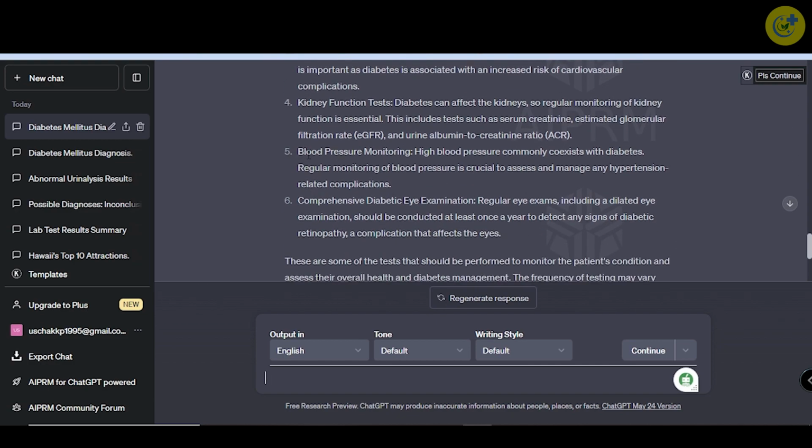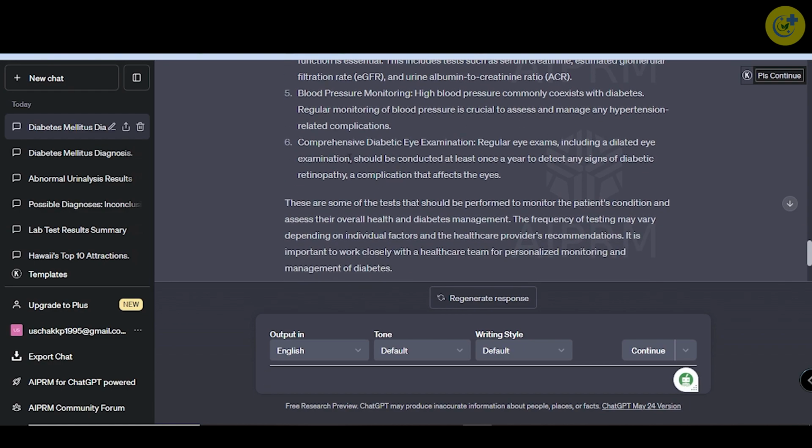Fifth test, blood pressure monitoring. High blood pressure commonly coexists with diabetes. Regular monitoring of blood pressure is crucial to assess and manage any hypertension related complication. Sixth test, comprehensive diabetic eye examination. Regular eye exams, including dilated eye examination, should be conducted at least once a year to detect any signs of diabetic retinopathy, a complication that affects the eyes.